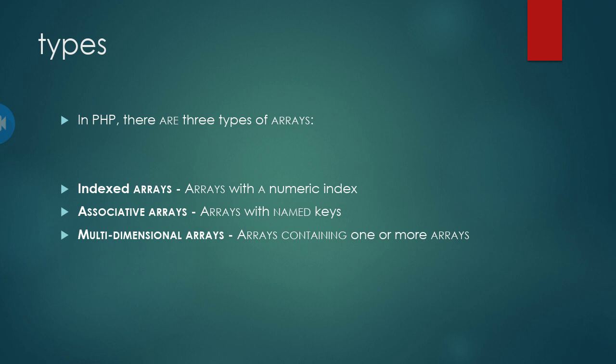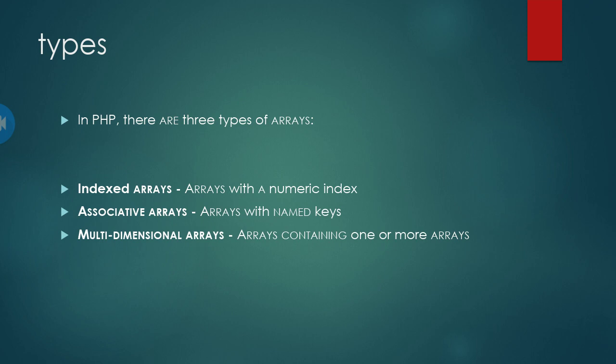Next is the associative array. Associative array means arrays with a named key. In this we refer to names rather than an index. So we refer to some name or some value. So that is an associative array.